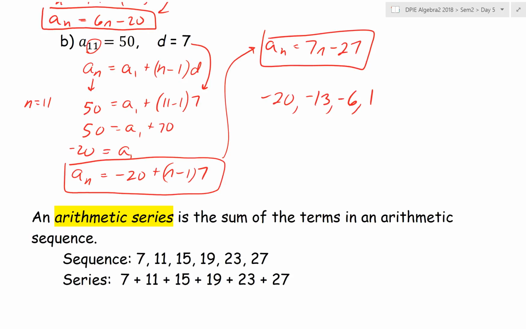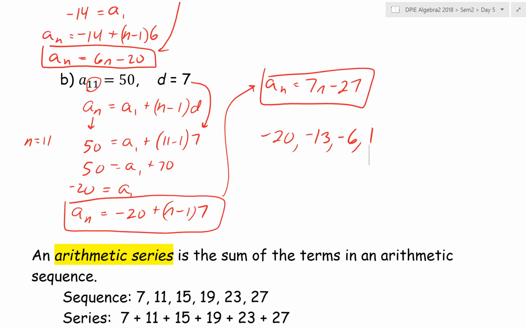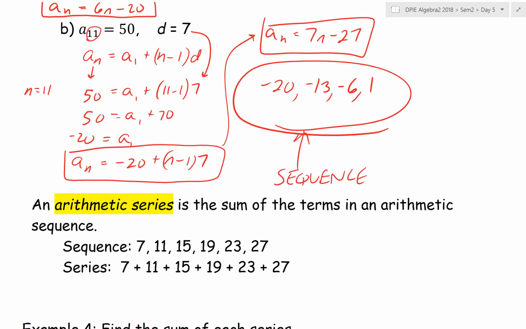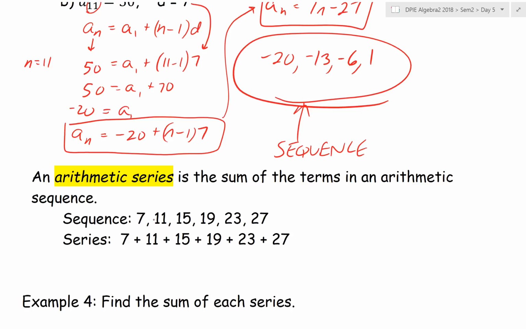Okay, so next we're now going to look at arithmetic series. So the difference between a sequence and a series is that in a sequence we just list the numbers like we did up here in this previous example. That's a sequence. A series is when we have a sequence of numbers that we add. And so, for example, we have a sequence 7, 11, 15, 19, 23, 27. If we put a plus sign in between instead of a comma, it becomes a series. So that means we're adding all of those terms.